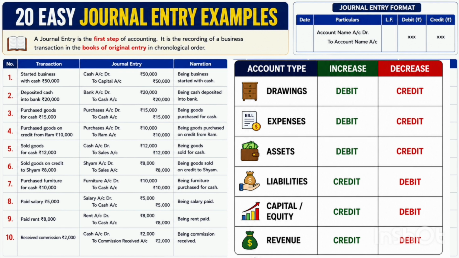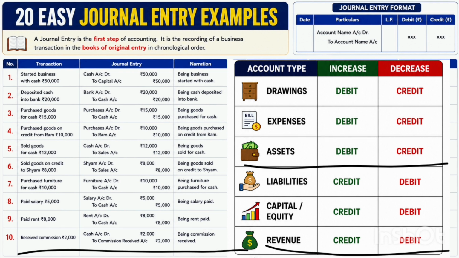Tenth one, received commission of rupees 2,000. So cash account debit to commission received account will be generated. How is it? Cash account means our cash is getting increased, our assets are getting increased, so we have to debit it. And commission is nothing but our income. So our income is getting increased. Okay. So income is getting increased, so we have to record it in the credit side.